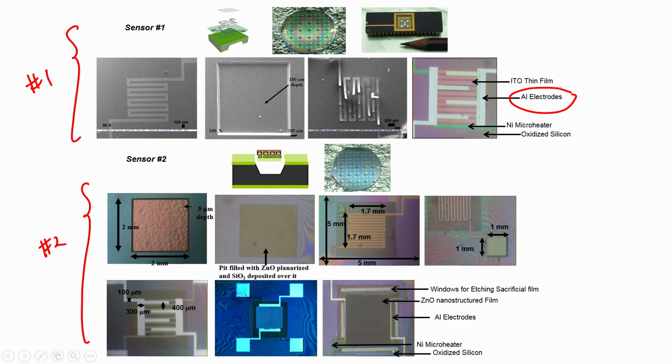On these interdigital electrodes we have an indium tin oxide based thin film. ITO stands for indium tin oxide. We will discuss how to deposit this thin film. Now, if there is a sensing film, a thin film, how are we able to see the interdigital electrodes as well as the heater?